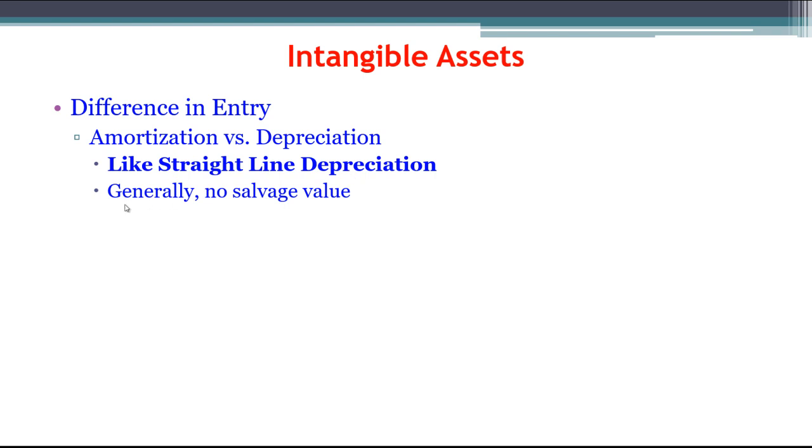The big difference is generally there's no salvage value. Think about it. If you have a patent that's only good for at most 20 years, as soon as 20 years hits, all you have left is literally a piece of paper or electronic document. There's just no salvage value.